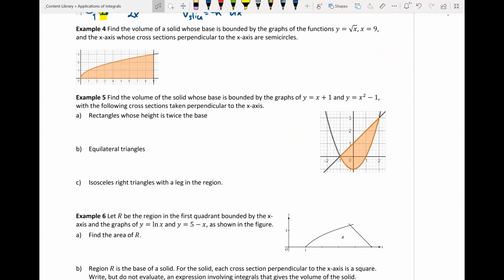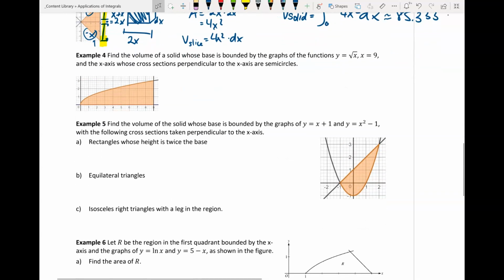In example 4, we're given the graph, and we're bounded by y equals root x, x equals 9, and our cross sections are now going to be semicircles. So the semicircle, if we go back to a previous example, which is example 2, we found that the area would be pi over 8 d squared. So what we need to find is d.